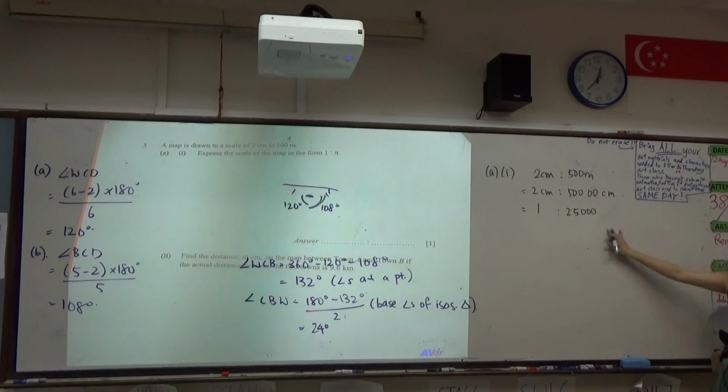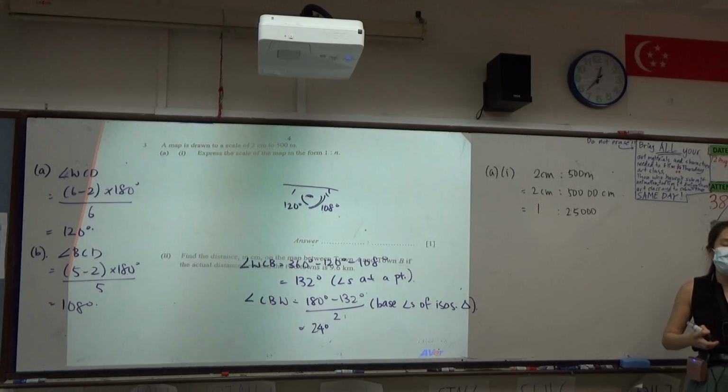But for the final answer, the simplified ratio should not have any units. I do have people who still write units in your answer. So there should not be any more units.